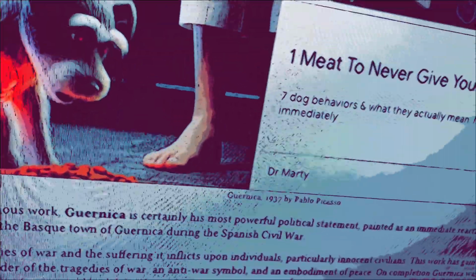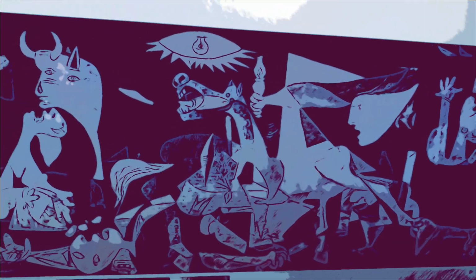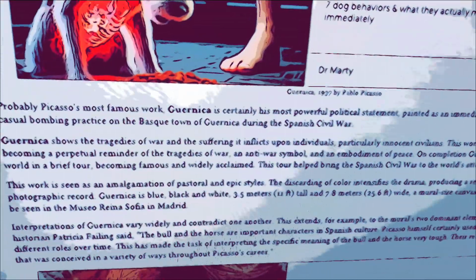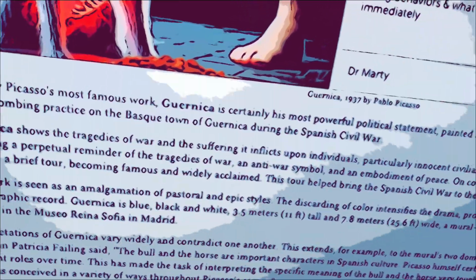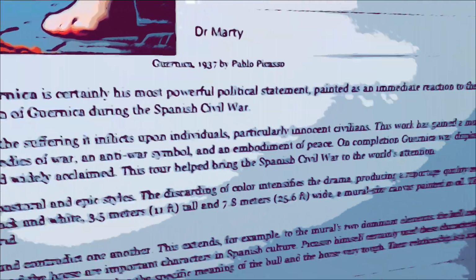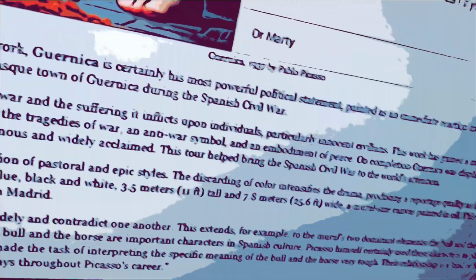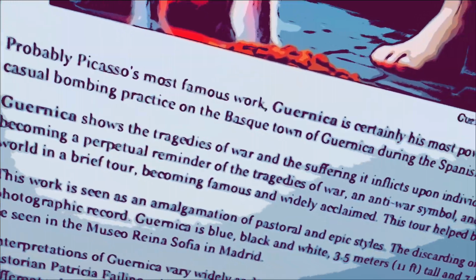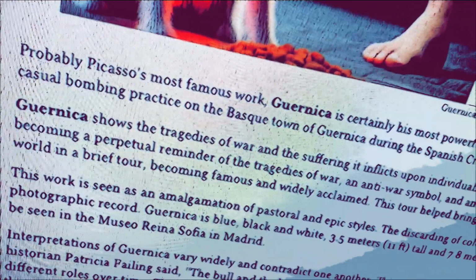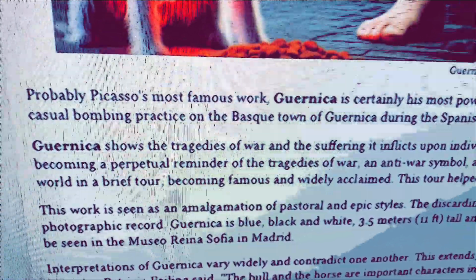So there's Picasso's Guernica. There's the image, and then to provide some context, it says that Guernica is a powerful political statement painted as an immediate reaction to the Nazis' devastating casual bombing practice on the Basque town of Guernica during the Spanish Civil War. So, you know, I like the way they frame that, casual bombing practice. So meaning often, but sort of indiscriminate and with nonchalance, right?